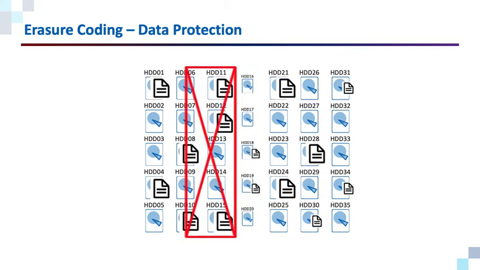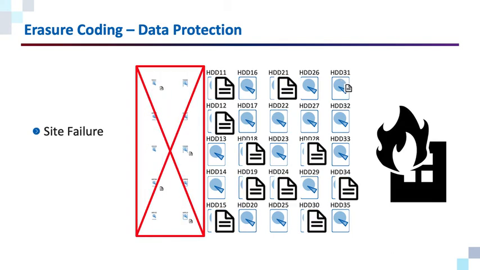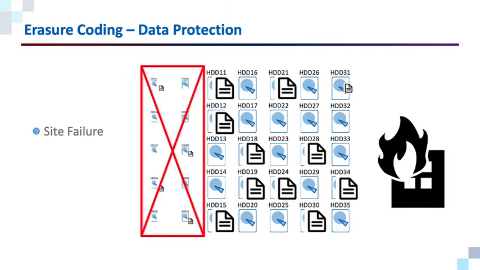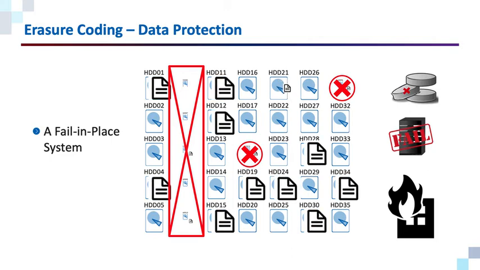And what about something even more catastrophic, like a site failure? Well, with ActiveScale, you can lose an entire site plus more and still have access to all the parts you need to reconstruct the file. We call this a fail-in-place system, because even with multiple hardware failures, the data is placed in such a way that you still have access to enough parts to reconstruct the original file.